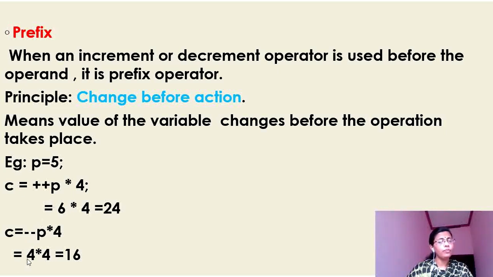What was the value of P? The value of P was 5. Since it is decrement, what happens? P value becomes 4. And then the action is performed. What is the action? Into 4. So it becomes 4 into 4 is equivalent to 16. Clear? So this is how your prefix operator works. Change before action. I hope you are getting it.